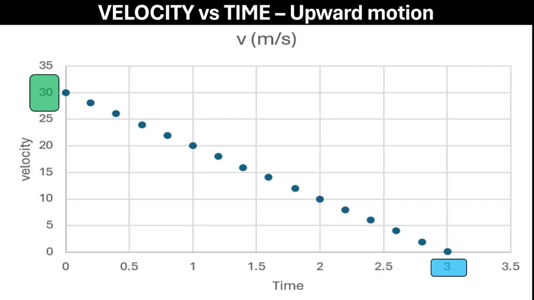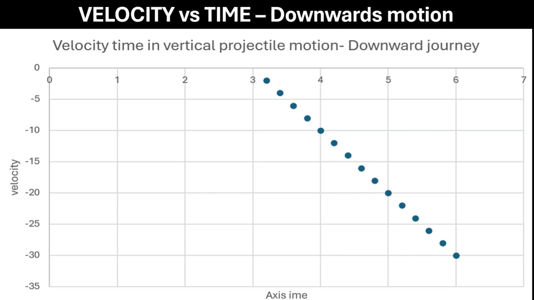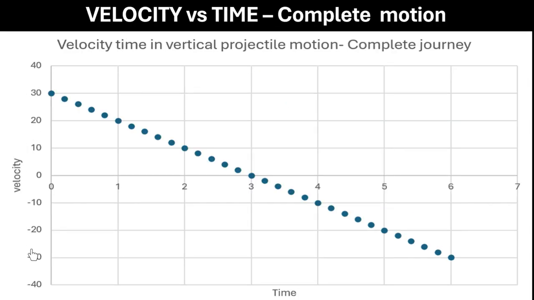What will it be for the downward motion? We have the table, time and corresponding velocity. And for the downward motion, we get another straight line, this time going to negative velocities. And if you draw these two graphs in one, the velocity varies from 30 to minus 30. At time t equal to 0 it is 30, at t equal to 6 seconds it is minus 30, and at t equal to 3 seconds it is 0. Now, how do we interpret this one?